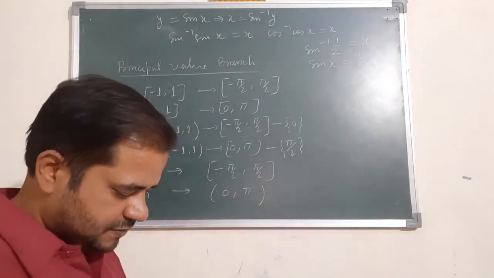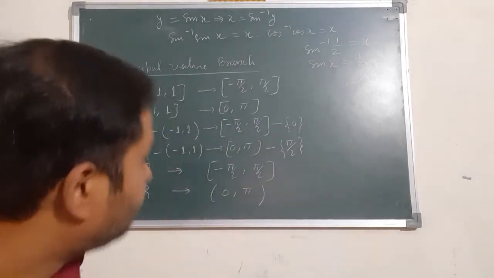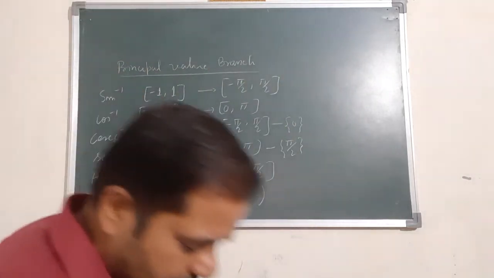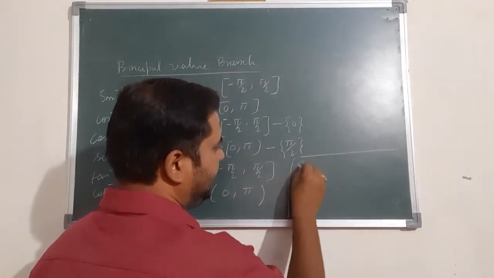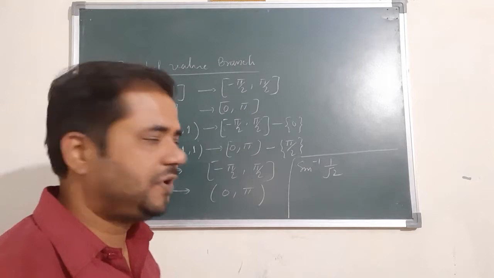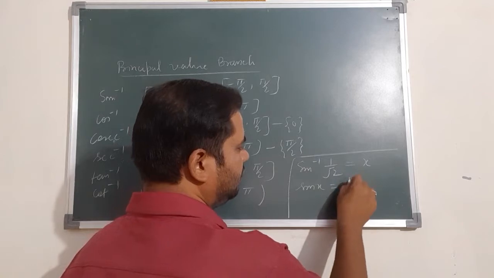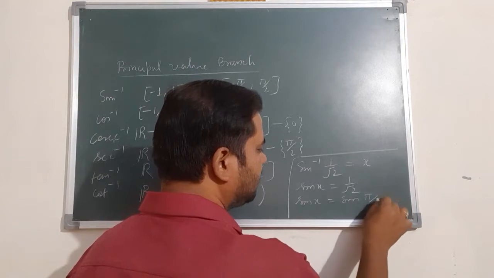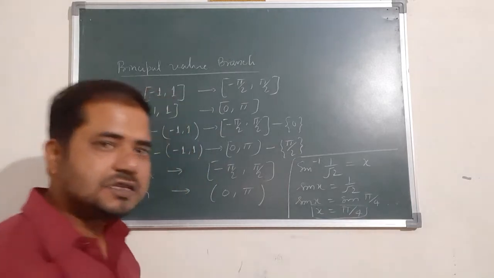Okay. So the first question is, find the principal value of sin inverse 1 by root 2. We need to find the principal value. So suppose this is x, so sin x is 1 by root 2. Then you know very well sin x is sin pi by 4. So x is equal to pi by 4. Yes, this is the principal value.